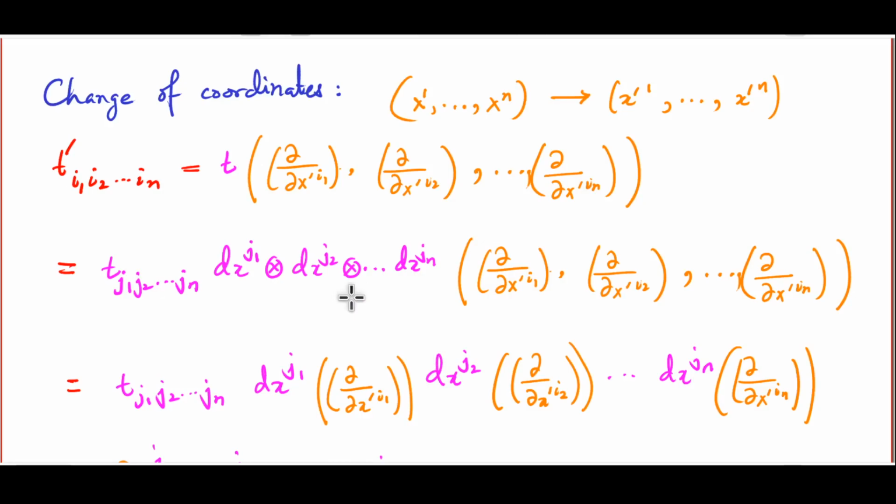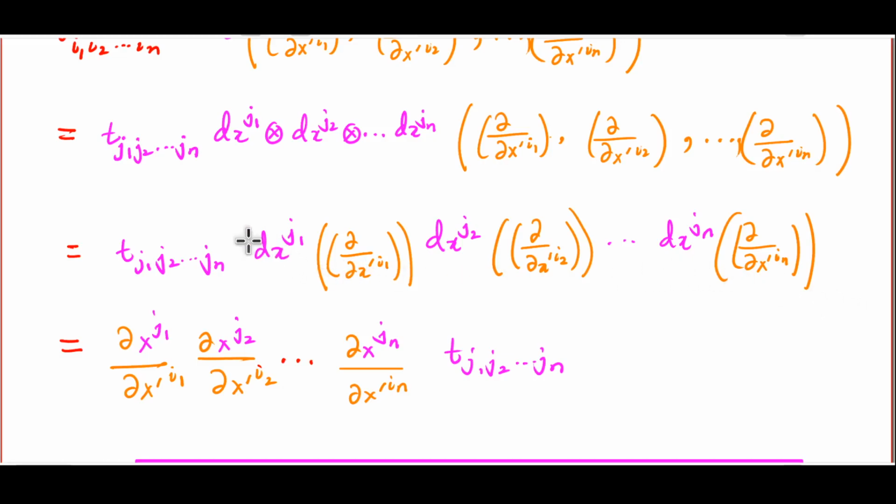Now, by definition of a tensor product of a bunch of one forms, this is really nothing but dx^j1 acting on the first argument ∂/∂x'^i1, times dx^j2 acting on the second argument, all the way down to dx^jn acting on the nth argument. And these quantities, dx^j1 acting on ∂/∂x'^i1, are exactly what we mean when we define these coefficients. ∂x^ji/∂x'^i1 is a shorthand for just this quantity.